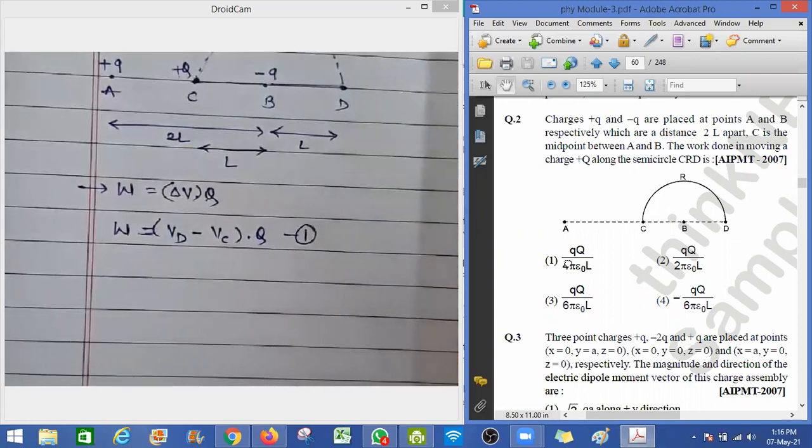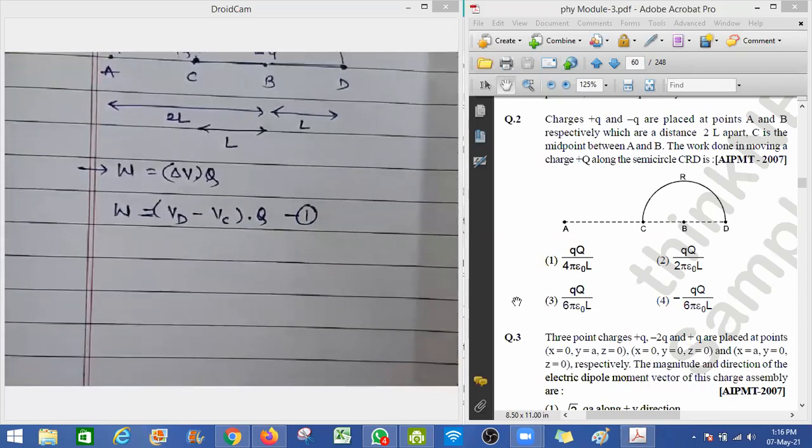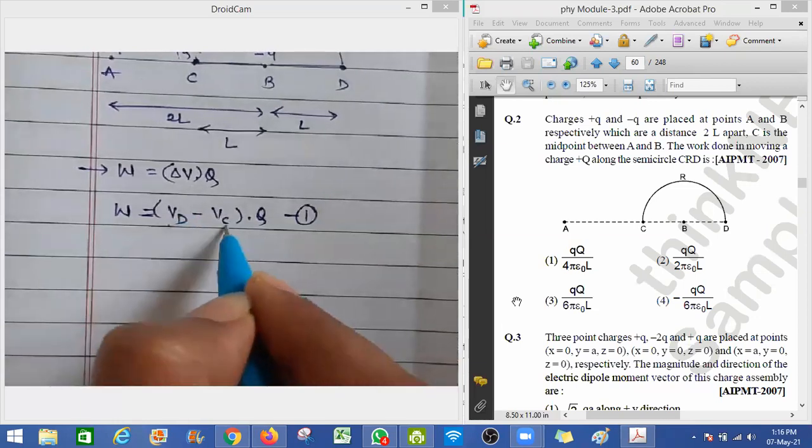Now if you observe the options, all the options are in the language of small q, capital Q, L and 4 pi epsilon 0. To bring the options in terms of small q, capital Q, epsilon 0 and L, what do we have to do? Capital Q is already there, so we need to replace the potential at point D and the potential at point C.